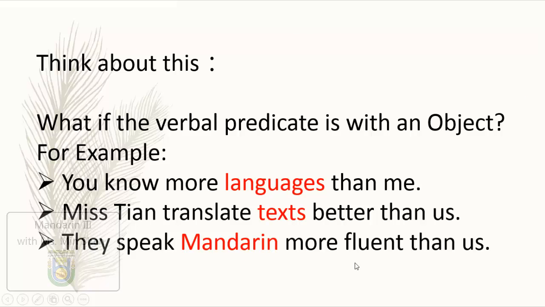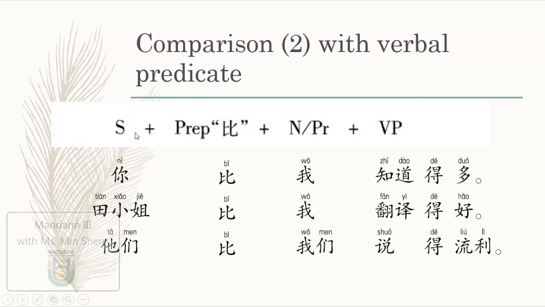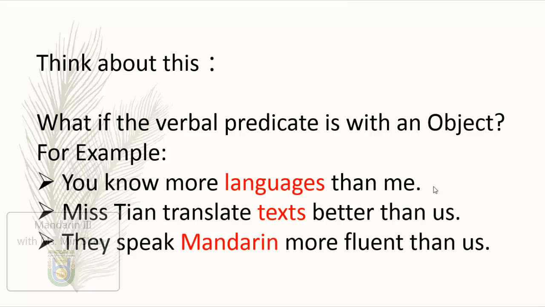And now, after introducing this structure, same as usual, our subject, 比, and the other noun or pronoun with a verbal predicate, which is a verb with the complement of state. After we get to know this structure, please think about this. What if the verbal predicate is with an object? I will look at the example here. You know more than me, but I give it an object here. You know more languages than me. I know English, Chinese, Bahasa, but you know all of this, and you know French and Spanish. So you know more languages than me.